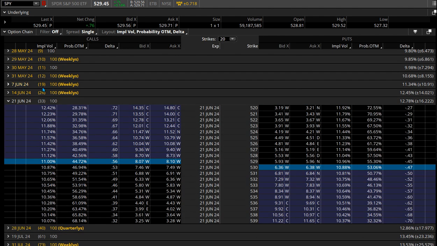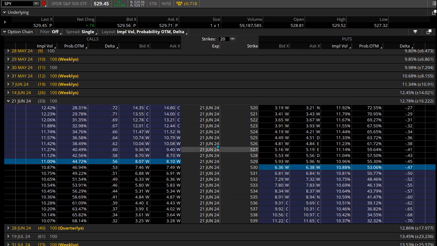So we open this up. And these are easy to set up. What we do is we like to put the stock price in between our two strikes. So the stock price is $529.50. So that would make it between these two strikes, right in the middle.